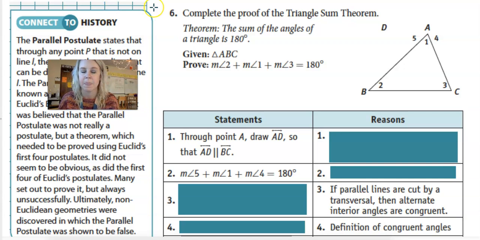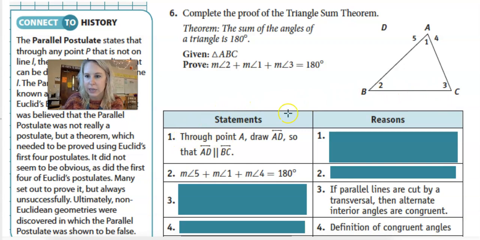All right, so let's talk about the triangle sum theorem and how we are allowed to prove it. The theorem that we are figuring out, we already know it's kind of true because we made a guess about it with the triangles, but we're going to prove the sum of the angles of a triangle is 180 degrees. So given some triangle ABC, I'm trying to prove that 1 plus 2 plus 3 is going to give me 180 degrees. Let's do this proof together.